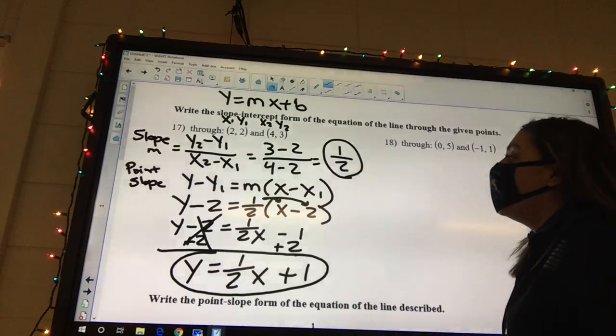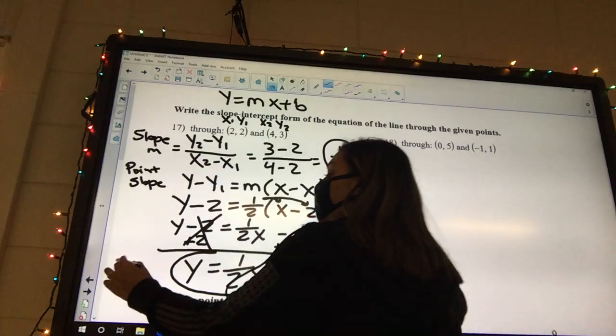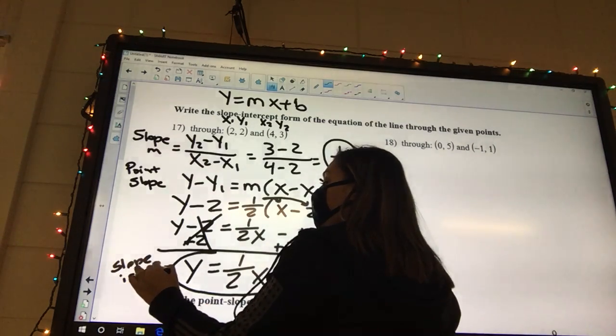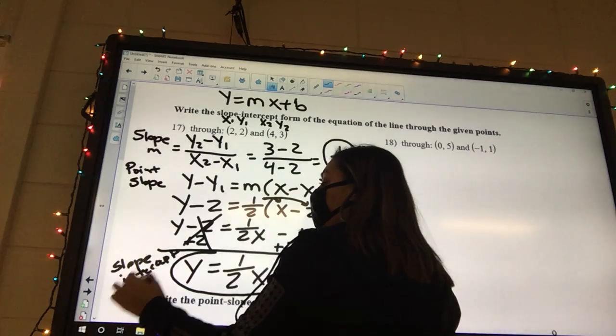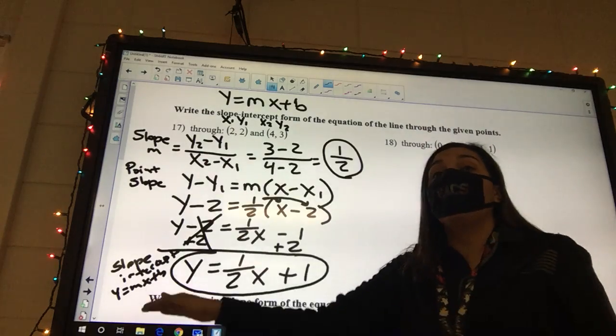Okay, and now we're done. Okay, and so we went from slope to point slope to slope intercept. I can't read that, but it's y equals mx plus b. Okay, and so we can see that we've used all 3 formulas.